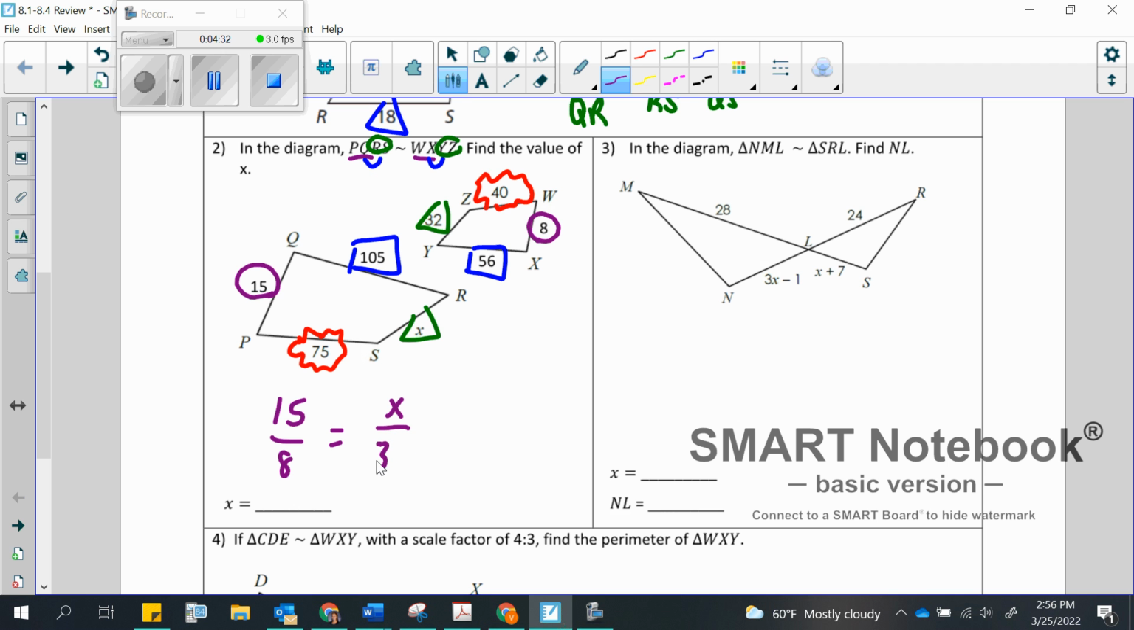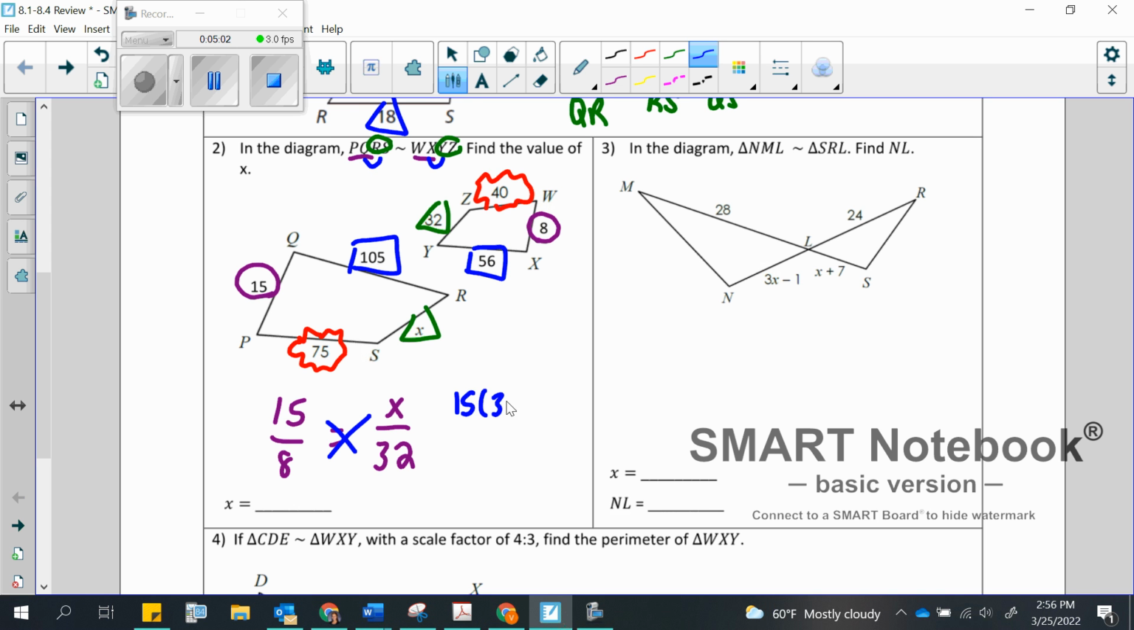You have to use the X over 32 because you need to use X, because you need to solve for X. So set up a proportion. You could have done 75 over 40 equals X over 32. You could have done 105 over 56 equals X over 32. Make sure if you start with this figure, if 15 is on top, then X from the same figure also has to be on top. Okay, the bottom is from the other figure. And how do we solve something like this? We cross multiply.